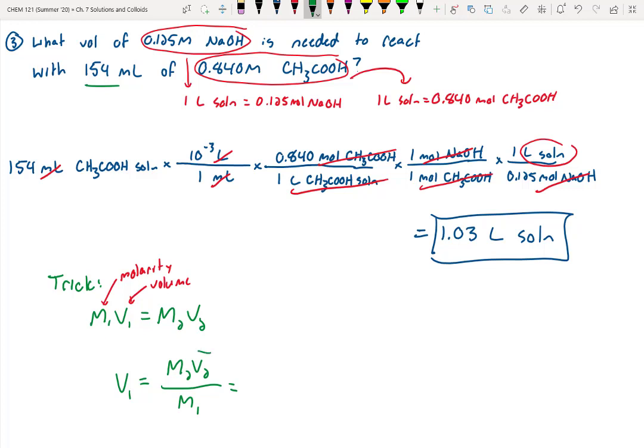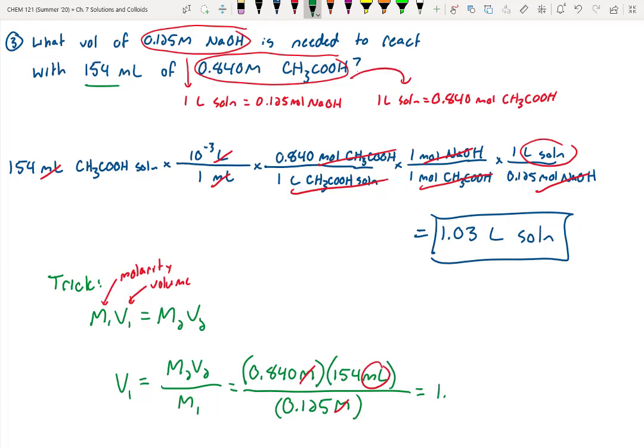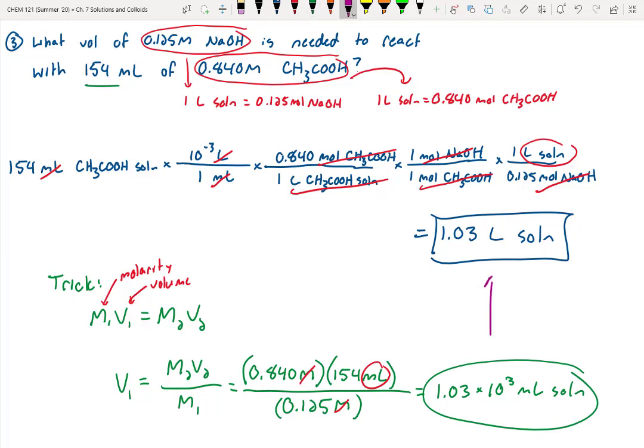And the molarity of our second component that we were dealing with, meaning not the sodium hydroxide, was the acetic acid, and we said that that was 0.840 molar. And we said that we had 154 milliliters of that acetic acid solution. And if we divide that by the molarity of our sodium hydroxide, it was 0.125 molar. If we do this, molarity will cancel out. We'll be left with milliliters. And this will be 1.03 times 10 to the third milliliters of solution, which if you think about this, these are actually the same thing.